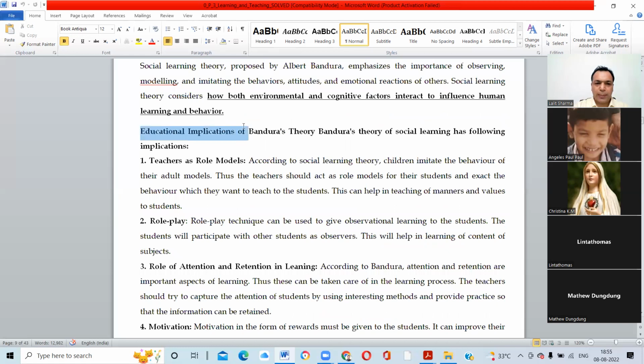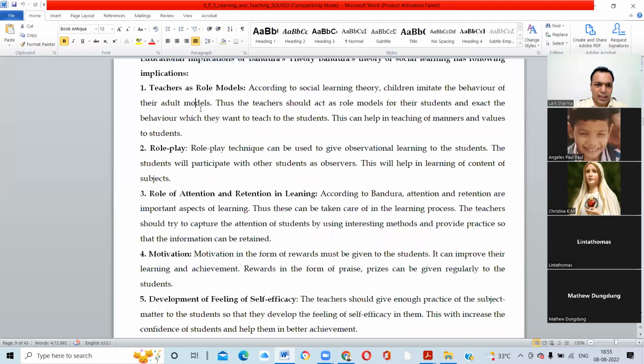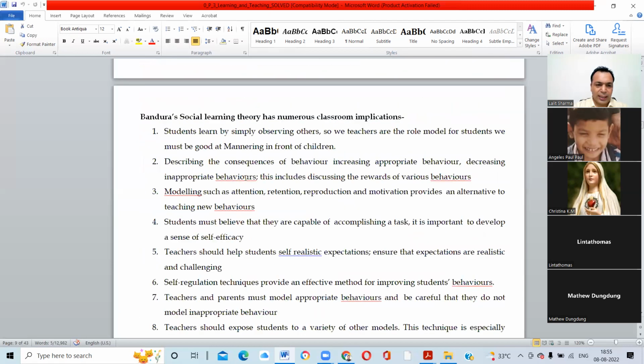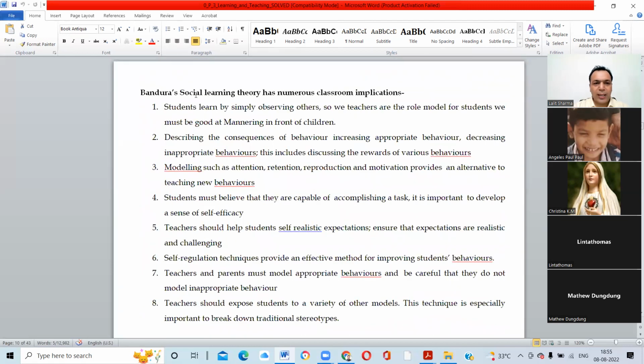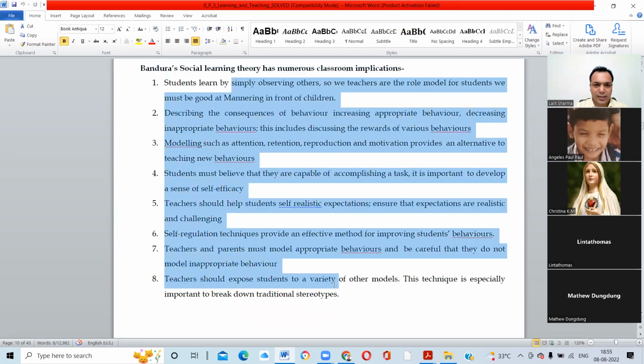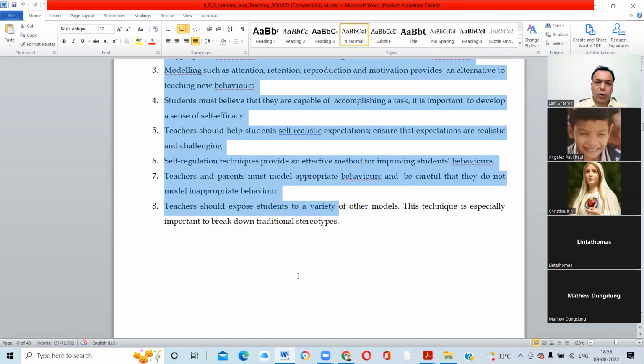So these are the educational implications of Bandura's learning. I have made the educational implications of Bandura's learning in an easy way, right, guys? So how Bandura's social learning theory is applicable in the classroom also, right? Implications in the classroom of Bandura's learning theory. I will also define some of the points, right, guys? So four short questions we are done, according to the last year paper.